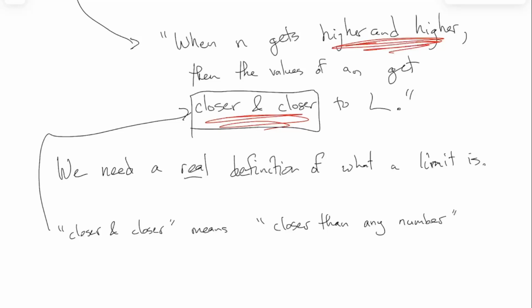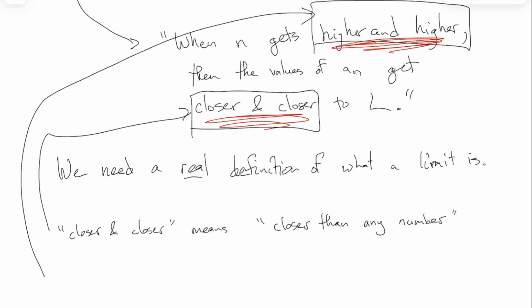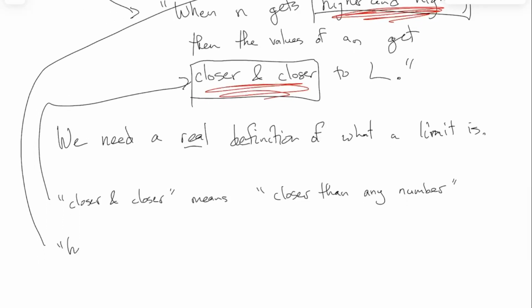And then similarly, with the higher and higher bit, sorry for all the crazy arrows, this higher and higher I'm going to interpret similarly. This means higher than any number. So not just higher than 10 or a million or whatever, it's whatever number you're thinking of is higher than that, all right? That's the idea behind what we now view as the true definition of the limit.